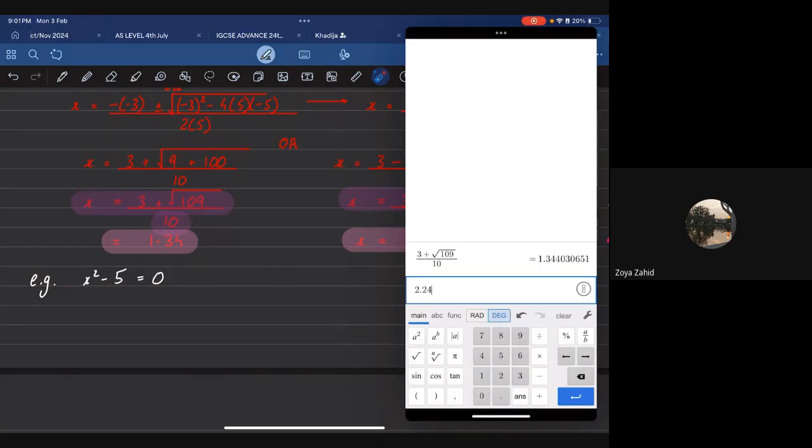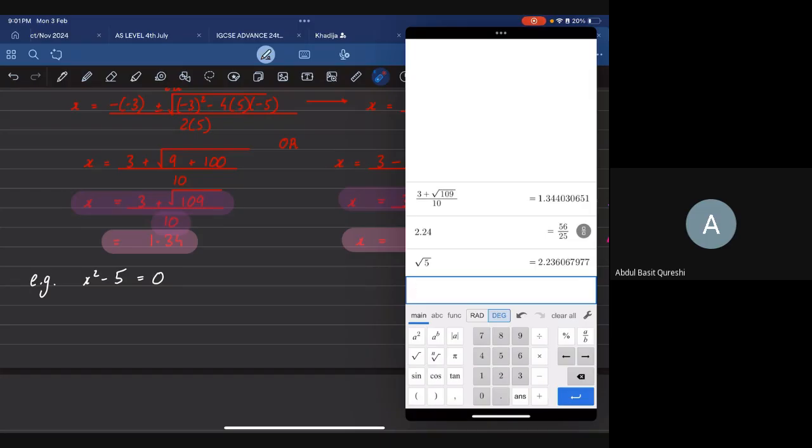If I write 2.24, someone's got their hand up. Yes, guys, speak. It's not an issue. Sir, I got root 5 and negative root 5. You got what? Root 5? Yeah. That's weird. Wait, let me see. Is this Basit? Oh, yes, Basit, it's the same thing. You guys are getting the same answer. Well done, Basit.